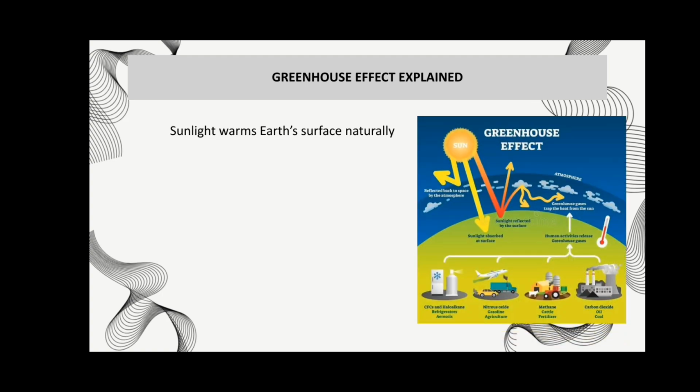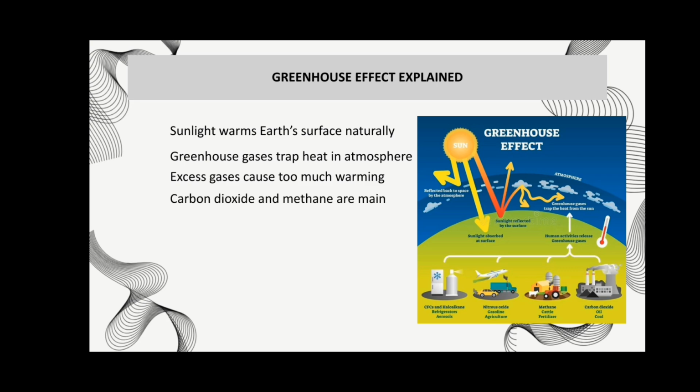Greenhouse effect: sunlight warms Earth's surface naturally. Greenhouse gases trap heat in the atmosphere. Excess gases cause too much warming. Carbon dioxide and methane are the main ones. This leads to higher global temperatures.